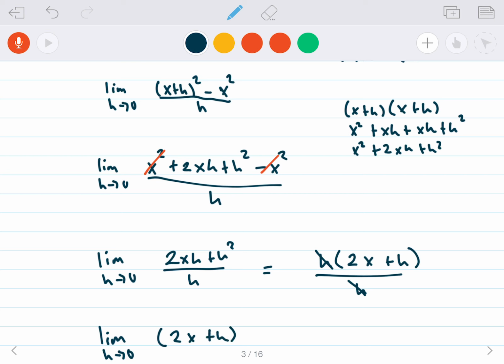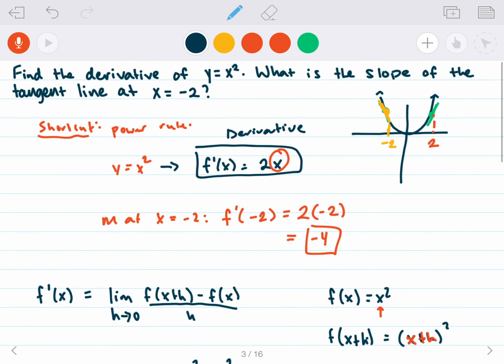So I just plug in 0 for h. Since I have a polynomial, I can do that with limits. And so this is just going to be 2x plus 0, which is 2x. And therefore, my derivative is 2x. That's how we found it with the limit definition. And that corresponds with what we got up here with the shortcut, with the power rule.